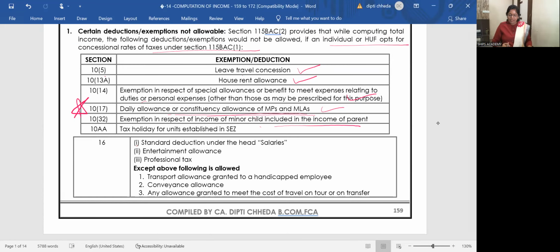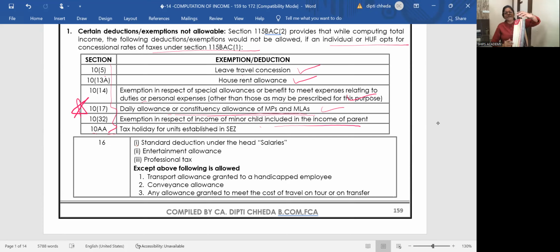Okay, so these are all the exemptions given in section 10. So you will not get this benefit. This will all become taxable. Leave travel taxable, HRA taxable, 10(14) allowances taxable, MPs and MLAs taxable, minor child income tax it, don't give the 1500 per child exemption.